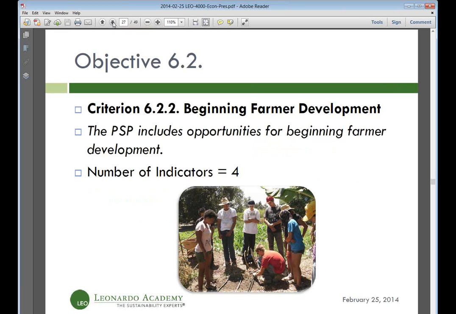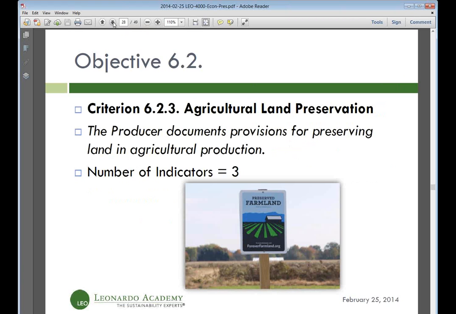So yeah, you're seeing here the beginning farmer development criterion that I was discussing, and then on the next page you'll see the agricultural land preservation criterion that I was mentioning. Again, many of these are optional, especially at the lower levels, but in order to maintain an agricultural operation over the long term, we think that these are important objectives to keep in mind, and so they're embodied in the standard.